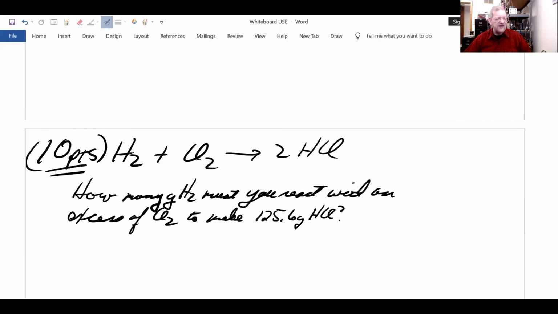All right, let's take a look at this. How many grams of hydrogen gas, H2, must you react with an excess of chlorine, Cl2, to make 125.6 grams of HCl? And up here you have the balanced chemical equation. 1 mole of hydrogen reacts with 1 mole of chlorine to make 2 moles of HCl, hydrochloric acid. And so to help you out, I'll tell you this.